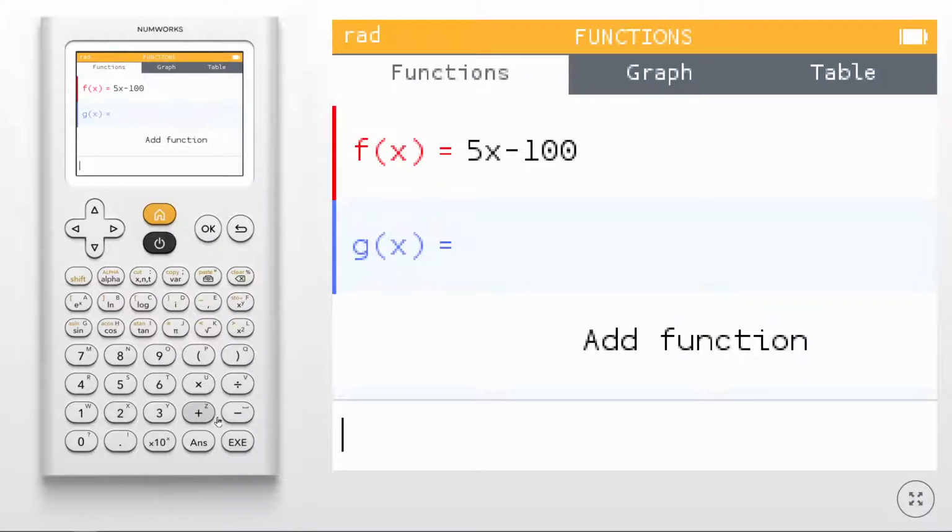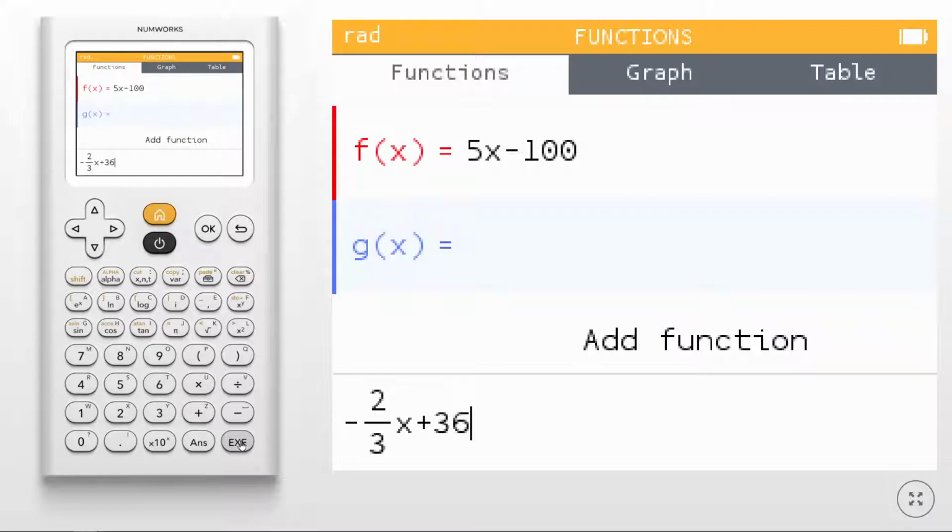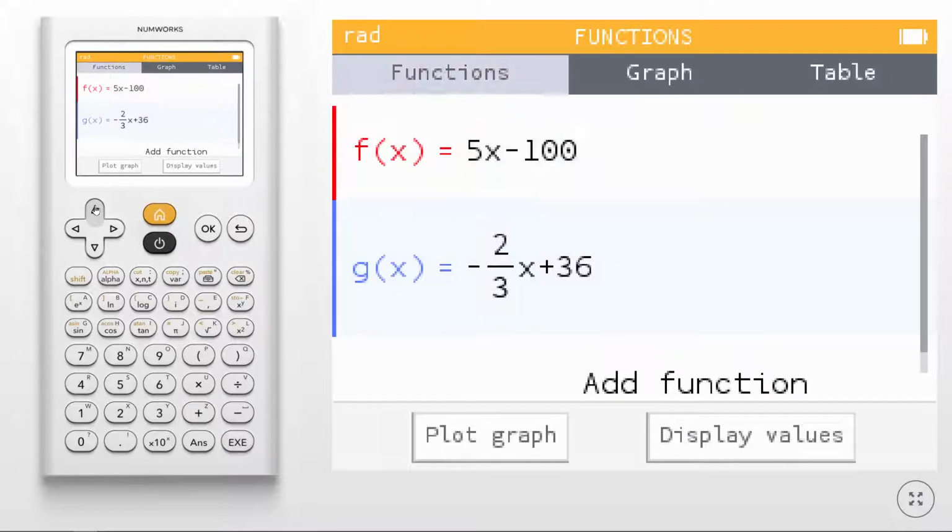And this time we'll make negative 2/3 x. Now, let me just watch this. If I put x down there, that's still in the denominator. I don't want that, so I'm going to clear that. I have to move over and get out of being in the fraction before I get the x. Let's not make it minus, let's make it plus. Now let's go back to graph this.